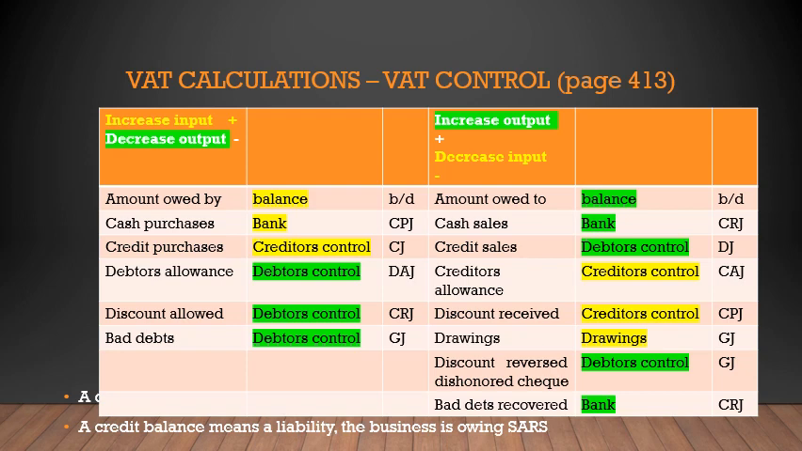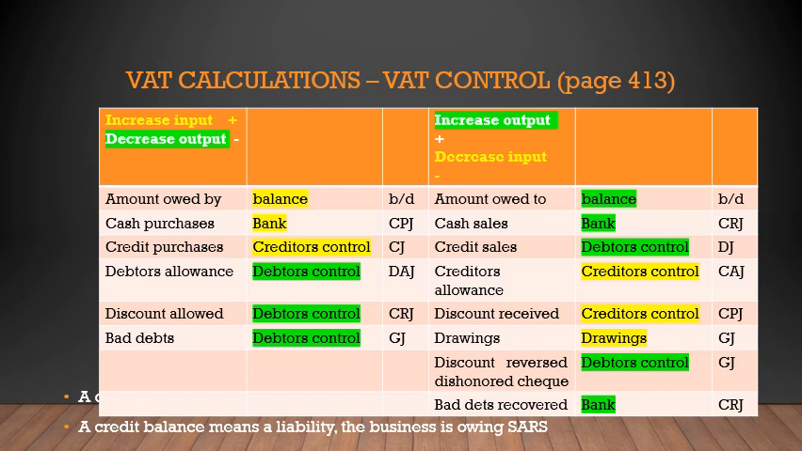Now, the VAT control: we are combining a ledger account of both input and output tax. The VAT control account can be an asset or a liability, depending on which balance it is. A credit balance means a liability, the business is owing SARS. A debit balance means an asset, SARS is owing the business.